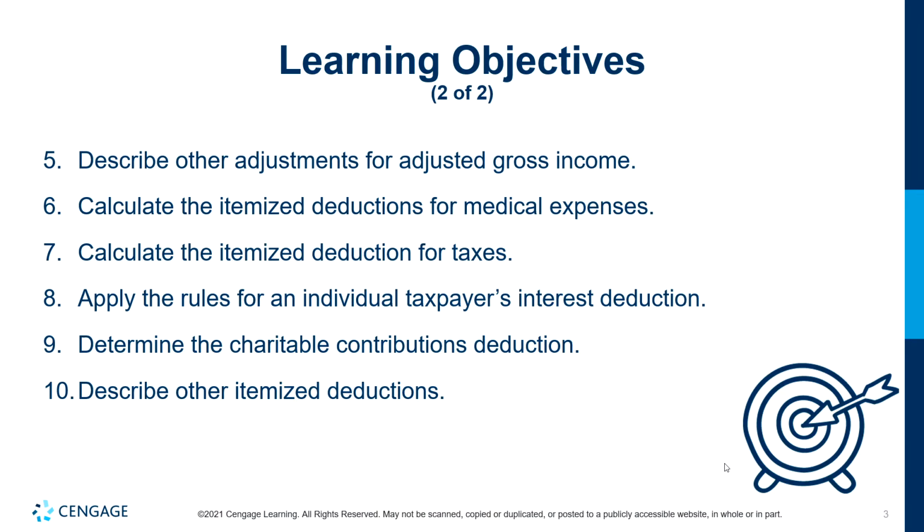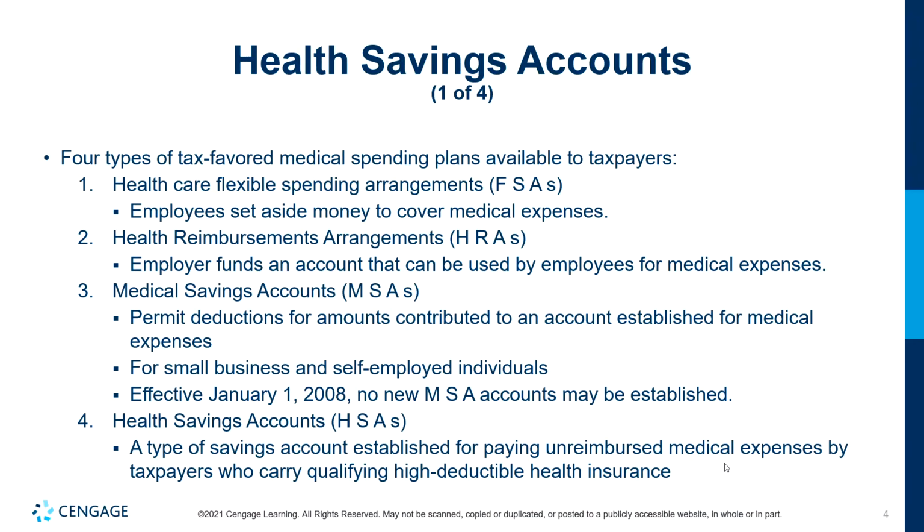So, starting out first, we're going to hit the health savings accounts. Now, these are actually really cool accounts, I would say, for medical use. So, there are 4 types of tax-favored medical spending plans available for taxpayers. But some are still working, some are not. First off, we have the Healthcare Flexible Spending Arrangements. These are known as FSAs. And this is where employees set aside money to cover medical expenses.